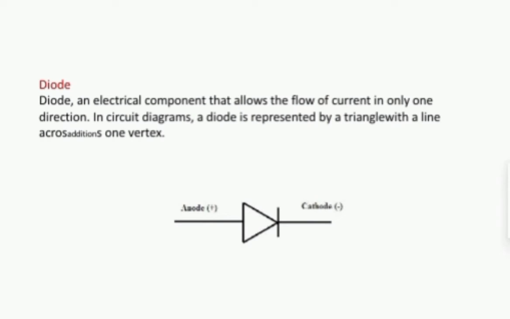Next analog component is diode. A diode is a two-terminal device. It has anode and cathode. In anode it has one electrode, in cathode it has one electrode, so its name is diode. Two electrodes are present in this diode. In embedded systems, we use PN junction diode, Schottky diode, Zener diode. These diodes are commonly used in embedded hardware circuits.